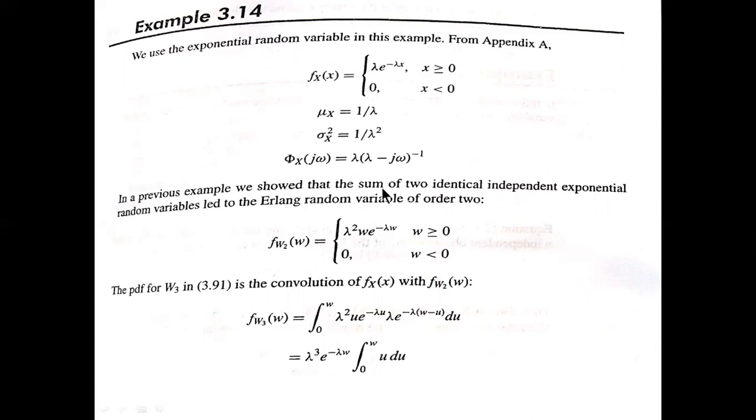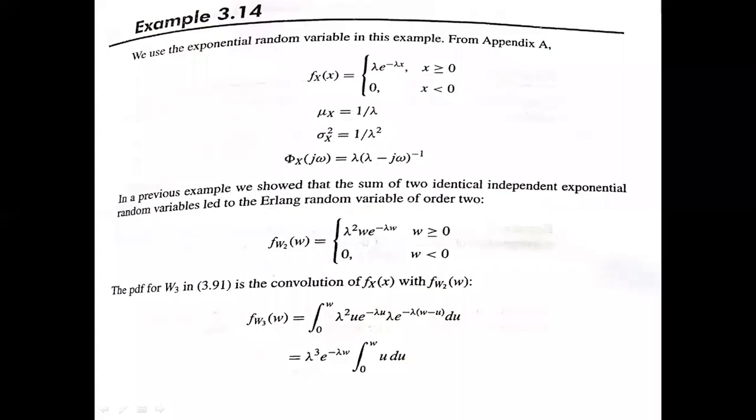So we have already seen this when we consider the two identical independent exponential random variables. For the case of two identical random variables, the sum w equal to x1 plus x2 will give us f of w to be equal to lambda square w e to the power minus lambda w.